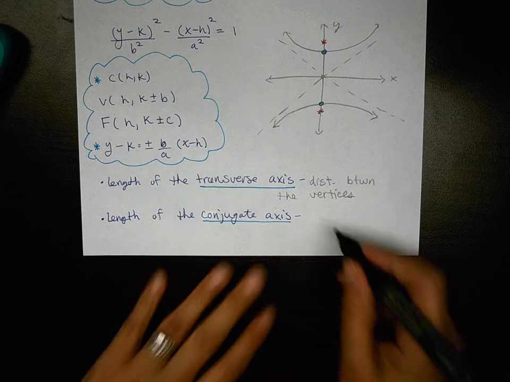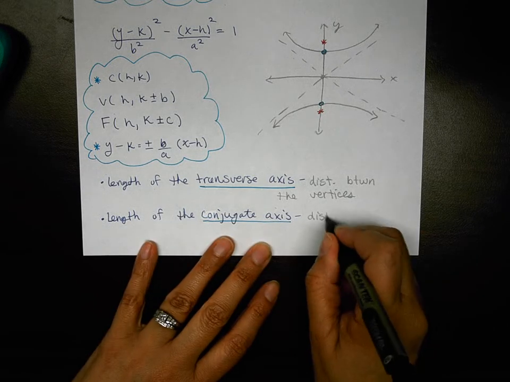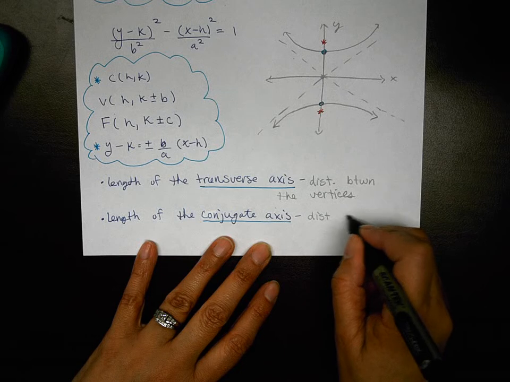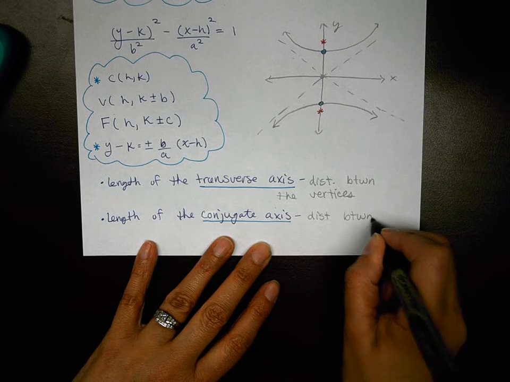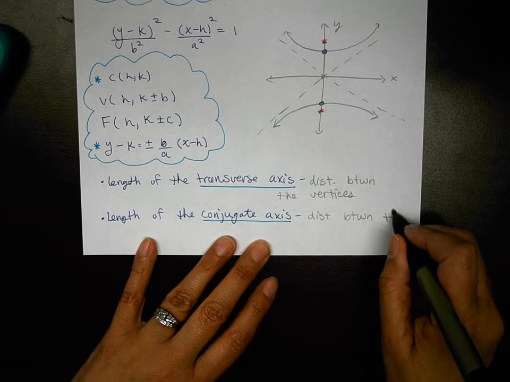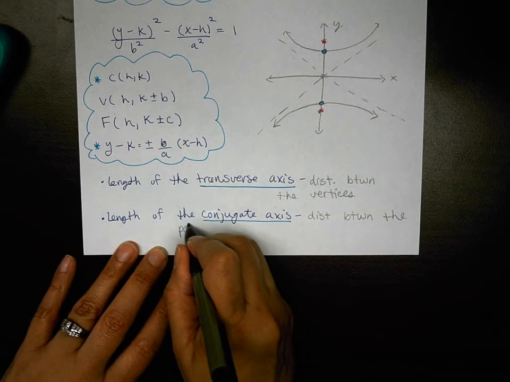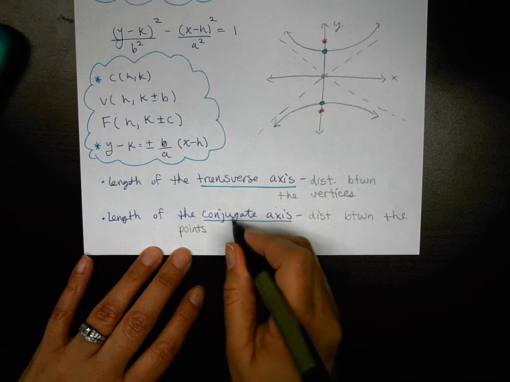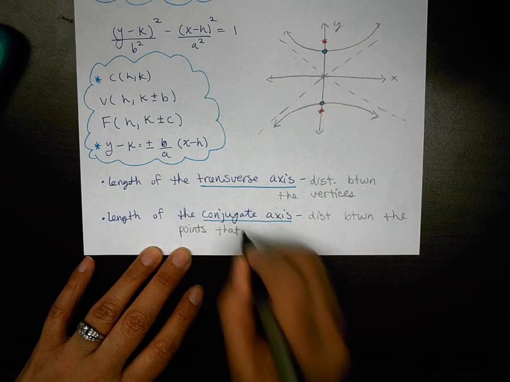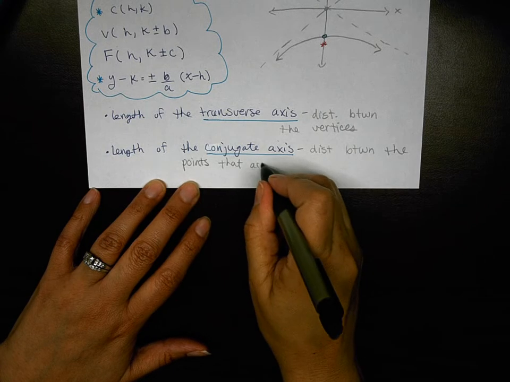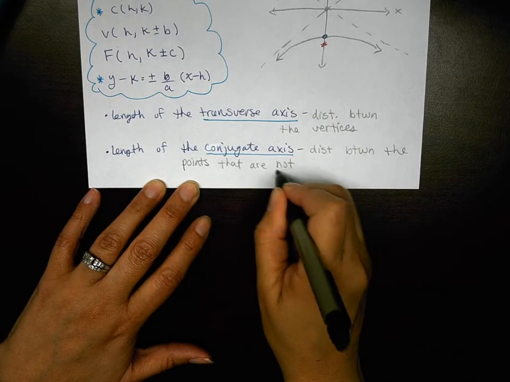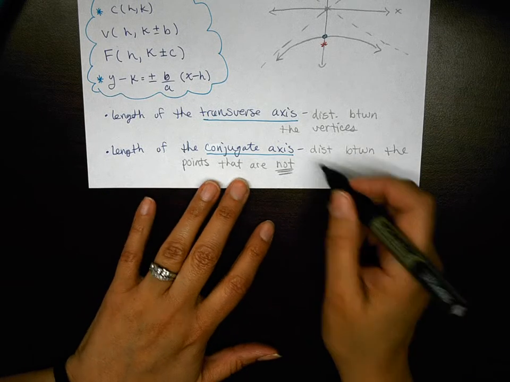And this is the distance between the points that are not the vertices.